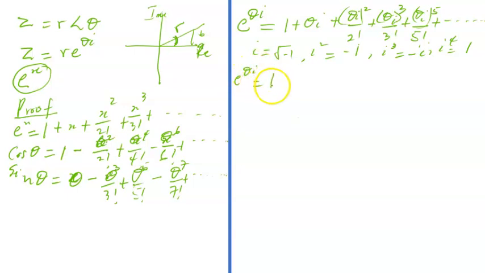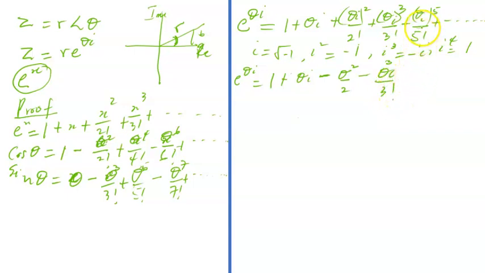That will be the same thing as 1 plus θi, we'll leave that as θi, plus (θi)². Now θ becomes squared, but this becomes minus because i² is minus 1. So this is minus θ²/2. Now θi raised to power 3: i³ is minus i, so this becomes minus θi. This is θ³, and i is left alone, over 3 factorial.